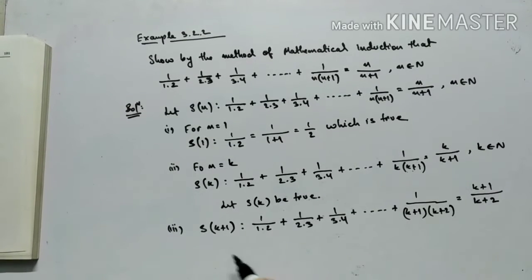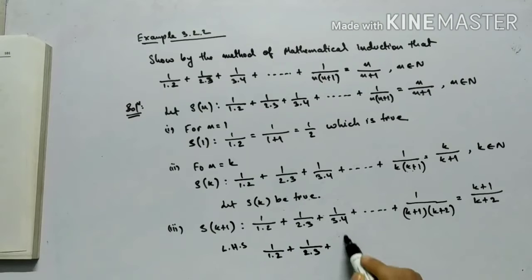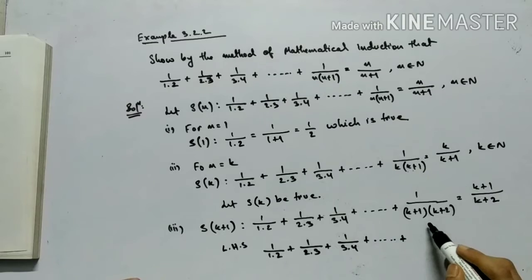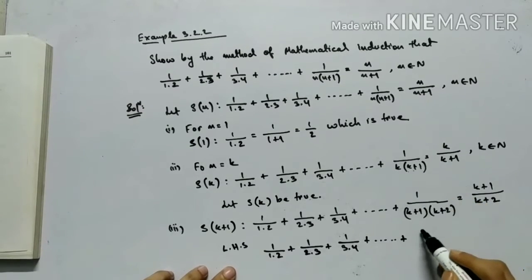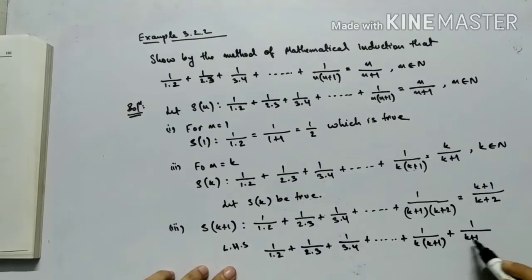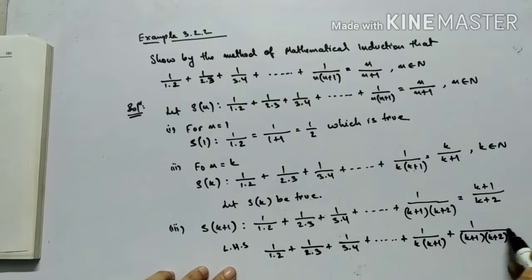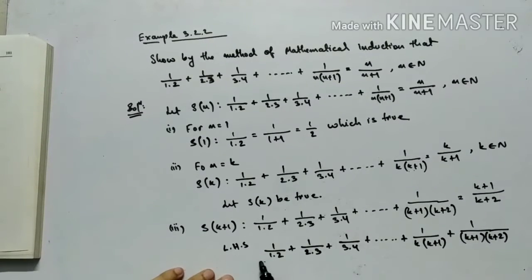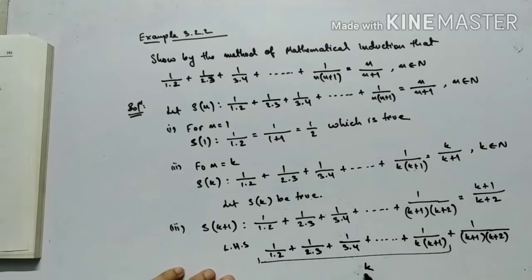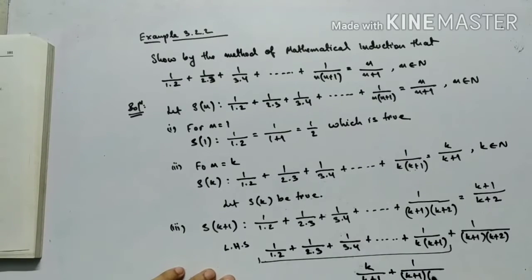So now this one I will have to prove. I will take LHS here. LHS will be 1 by 1.2 plus 1 by 2.3 plus 1 by 3.4 plus dot dot dot plus this one. First of all, you write this one: 1 by k plus 1, and 1 by k plus 1 and k plus 2. So this whole value is k by k plus 1. This one I will put in here: k by k plus 1 plus 1 by k plus 1 k plus 2.